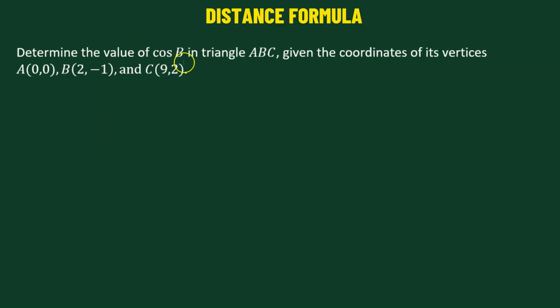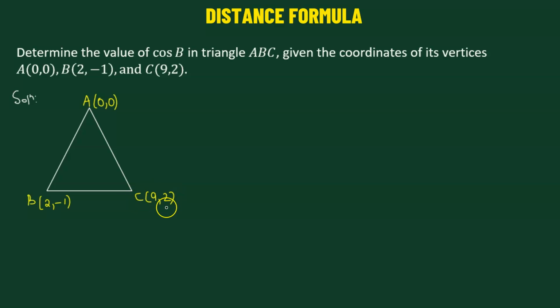So here we need to determine the cosine of angle B in a triangle ABC, where the coordinates of its vertices are provided to us. Let us suppose we have a triangle with vertices A with coordinate (0, 0), vertex B with coordinate (2, -1), and vertex C with coordinate (9, 2). Our goal will be to find out cosine of angle B. So this is what we need to find.